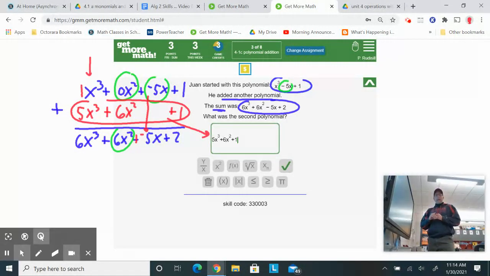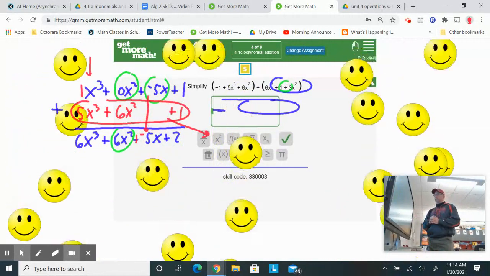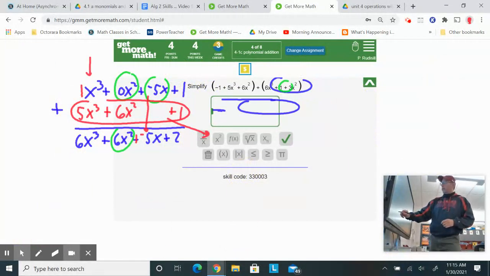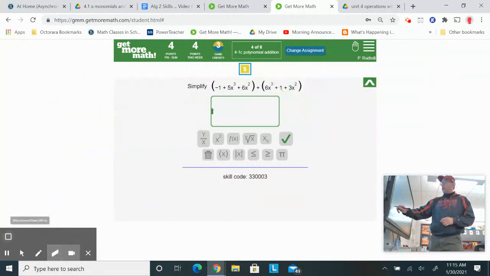So again, set it up. You have the starting polynomial, then you have your sum at the bottom. You have to decide what you're going to add to get to that sum. Let's see how we did. All right, so good luck with those. Try some of those on your own. You'll have some like this, and you'll have some other ones where you're given the starting polynomial and the sum, and you have to find out what's being added.